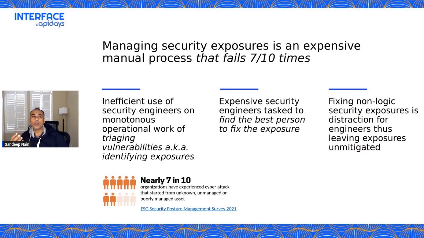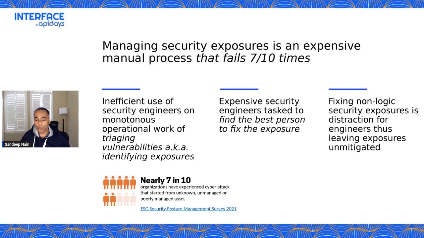So when we try to leverage these security engineers to perform these actions, first, it's an inefficient use of these security engineers because it's very monotonous work of triaging the vulnerabilities, removing the false positives and so on. But also, then comes the part of finding the right engineer to fix the vulnerability. That's also a waste of the security engineer's time. And finally, when it comes to fixing the non-logic security exposures in the code, it's a distraction for the engineers who are focused on building the features and shipping code and so on. So this whole people process technology thing, it fails 7 out of 10 times.